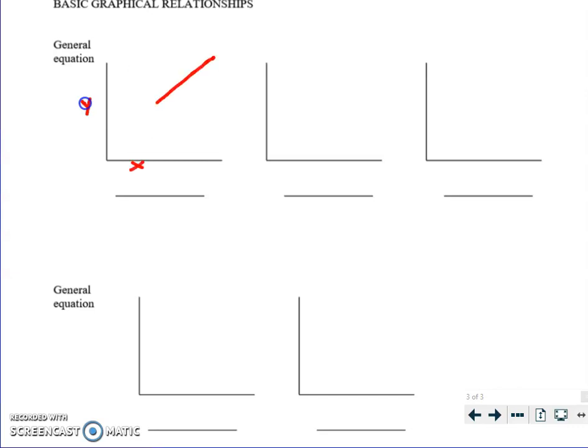So let's start with the simplest, the most obvious, and that should be a straight line that passes through the origin, which mine clearly did not. So let me try that again. Okay, so that's a linear and proportional. Proportional means if you double x, you get double y. So in other words, y is proportional to x. You'll see that a lot.